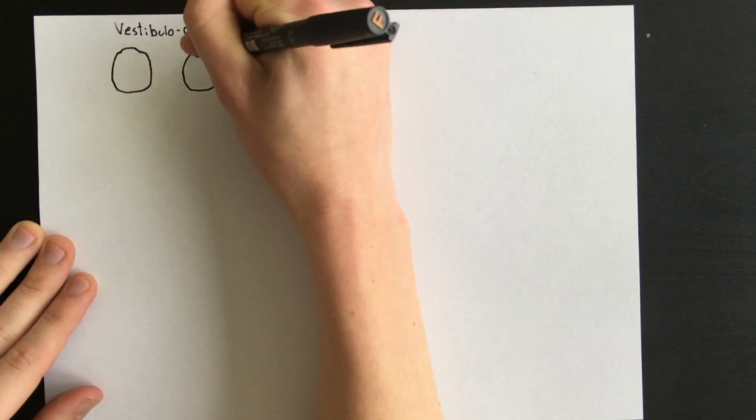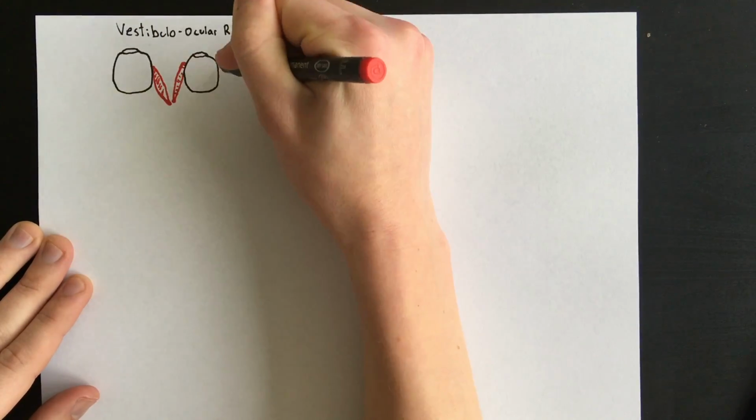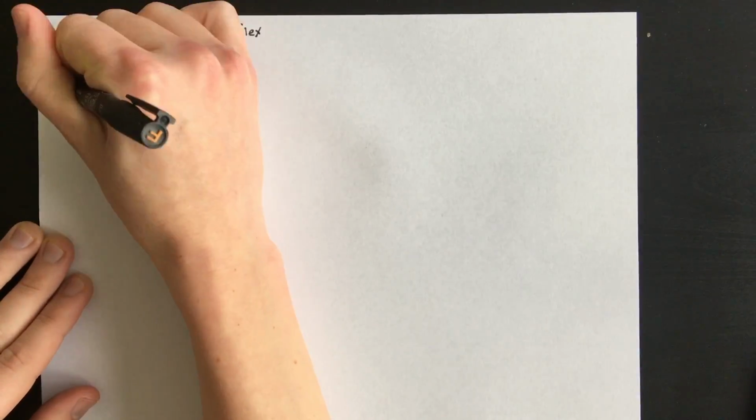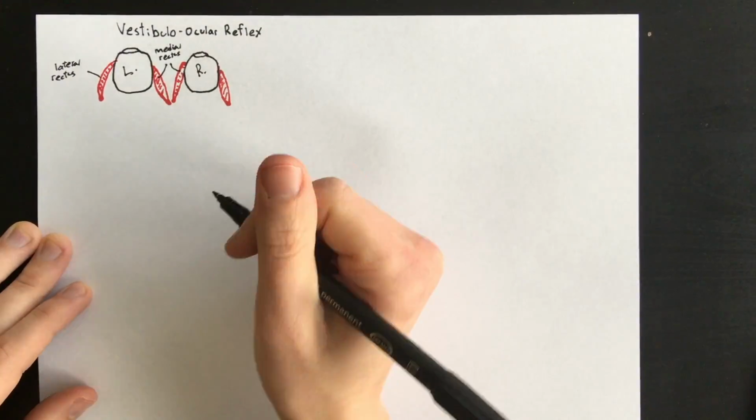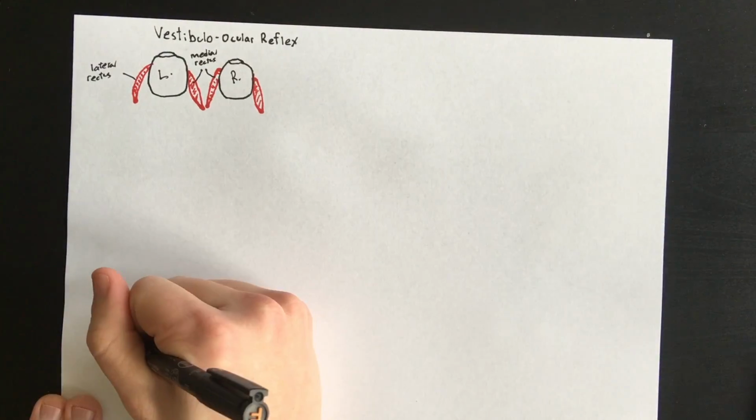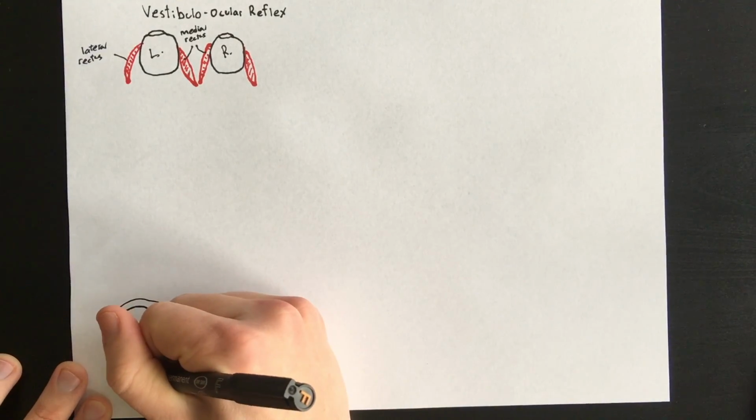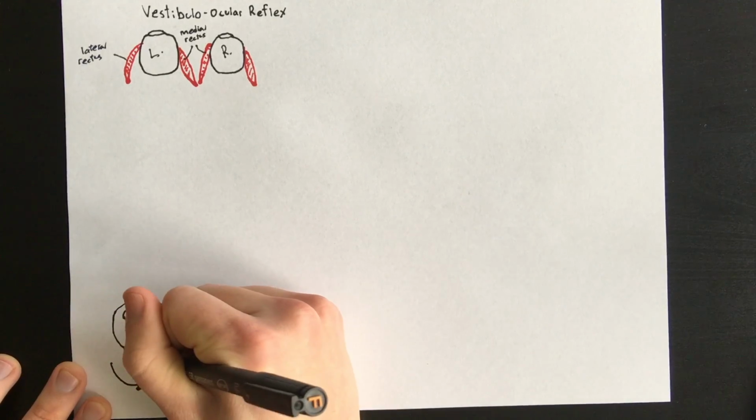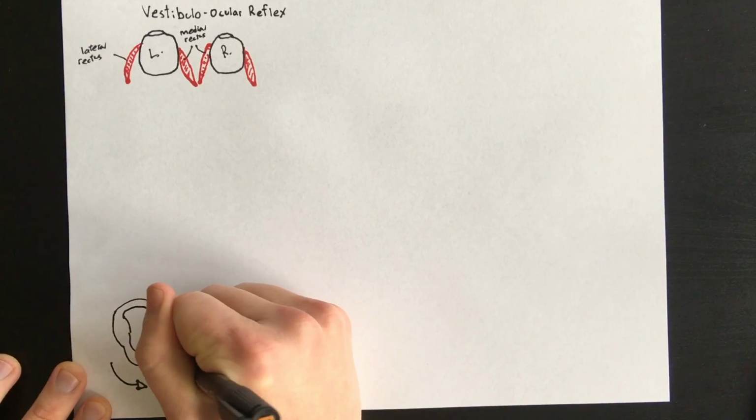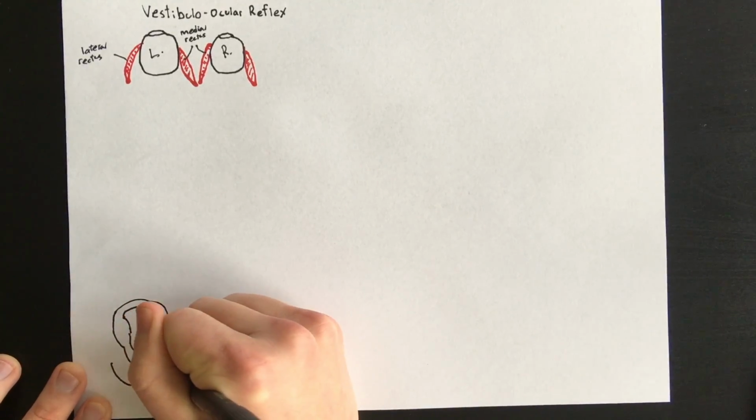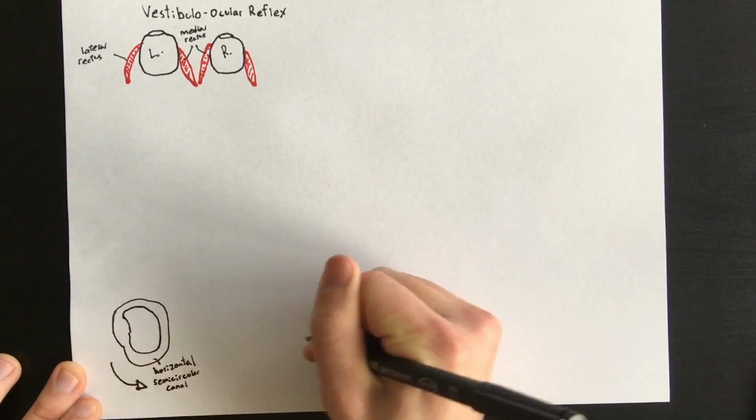I've drawn here two eyes, a left eye and a right eye, both with a lateral rectus and a medial rectus. And at the back, I've drawn a horizontal semicircular canal of the left ear. Now, our vestibuloocular reflex functions to help keep our eyes fixed on a point whenever our head turns.